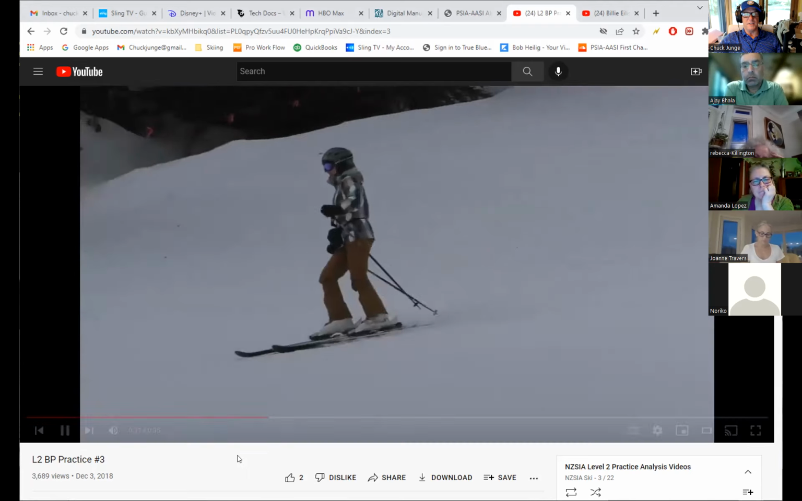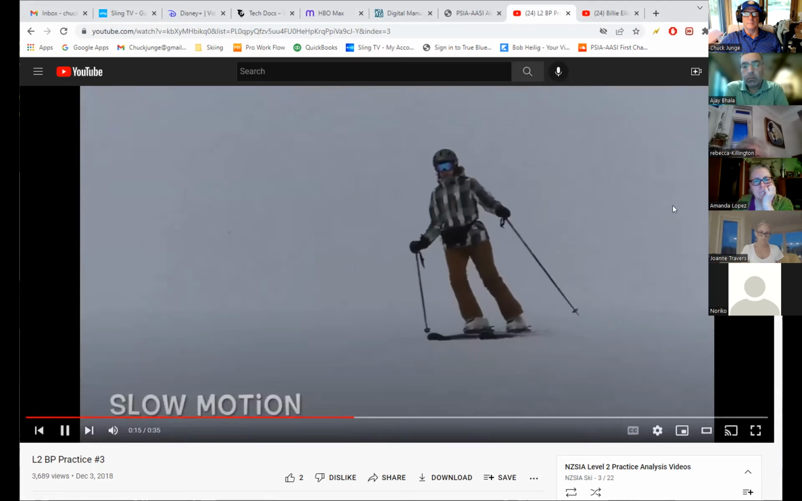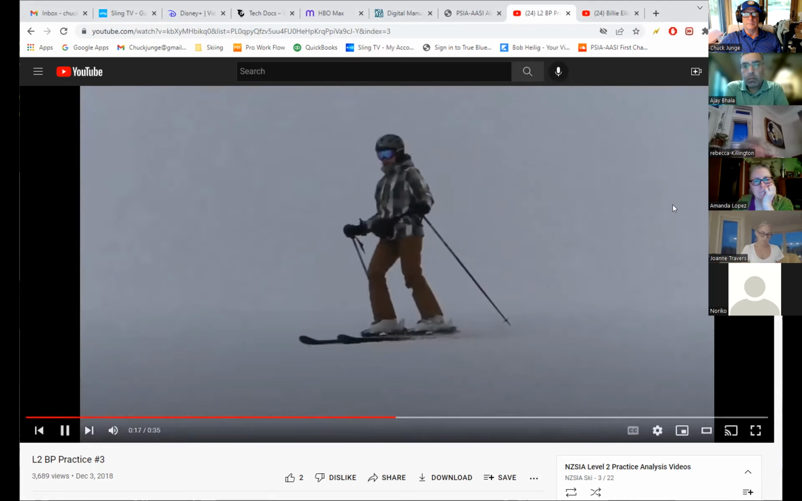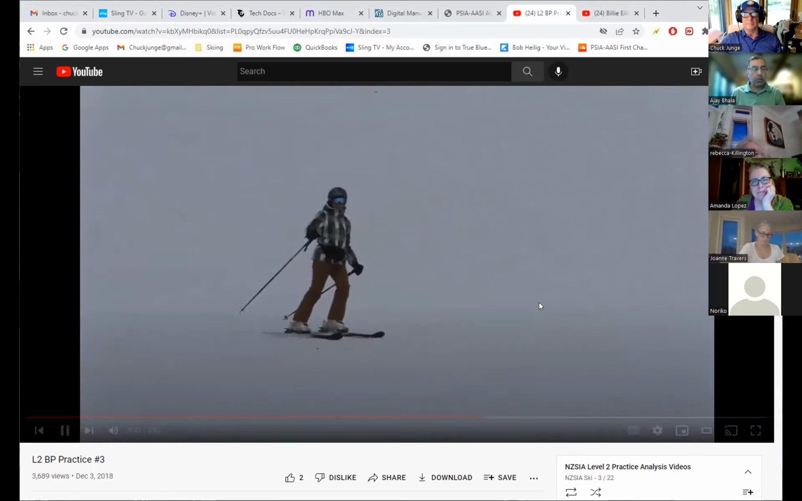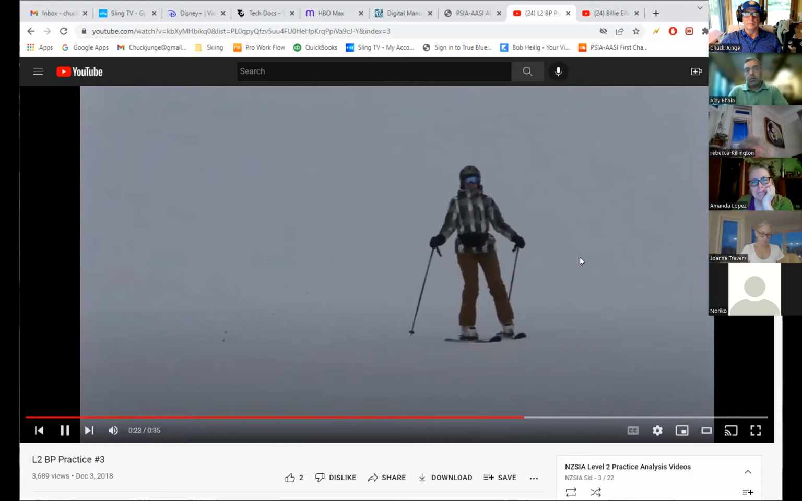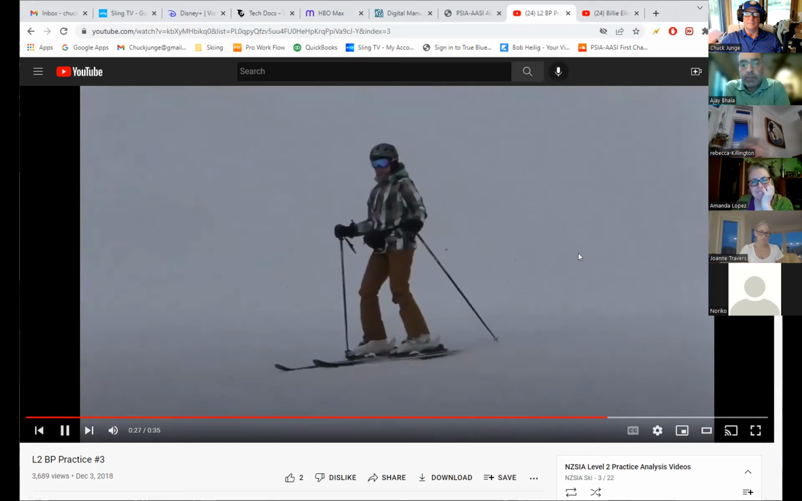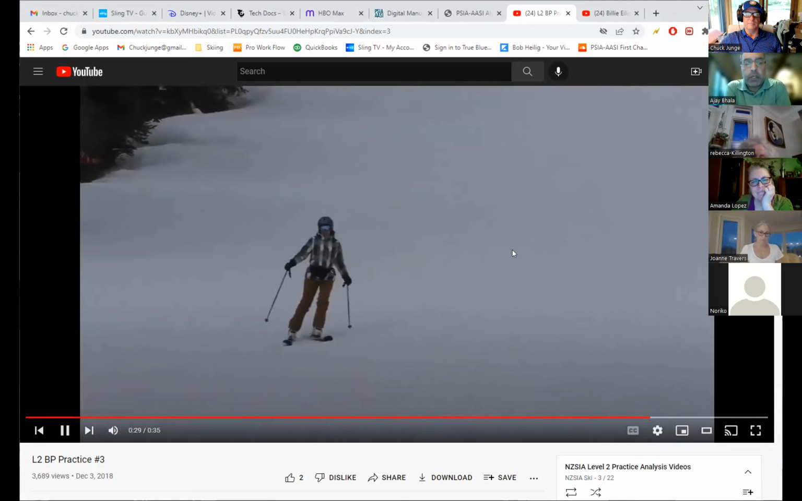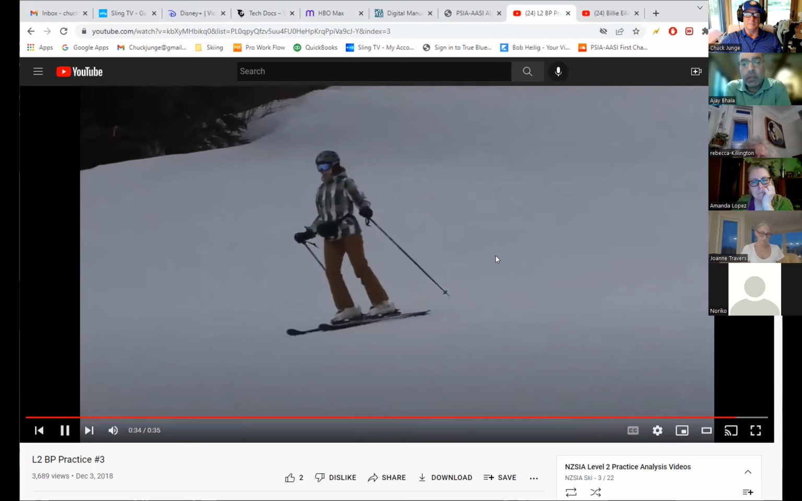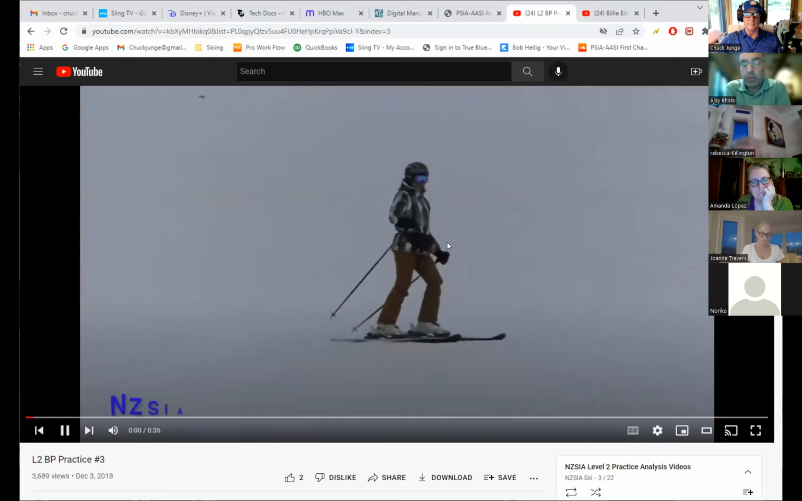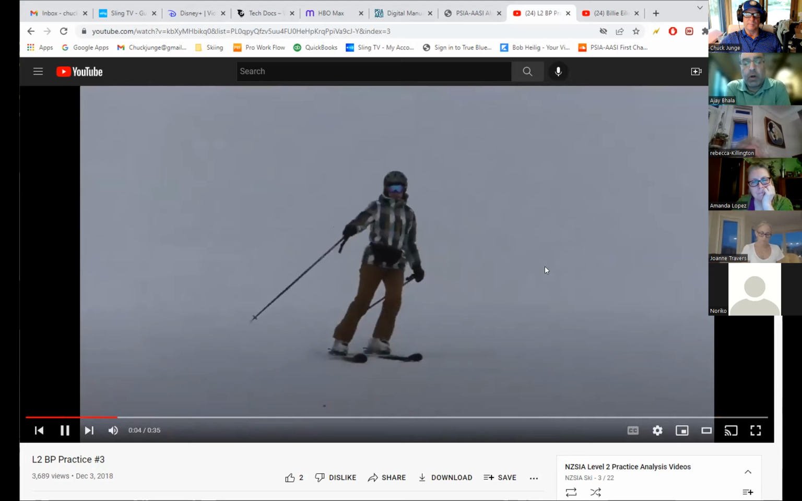What are some things that you guys look for? The shoulders. For me, it starts with the ankles. What I look for is a degree of ankle bend, closure of the ankles. I look to see some small amount of knee bend.